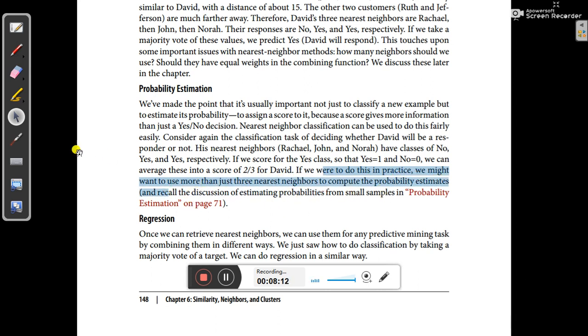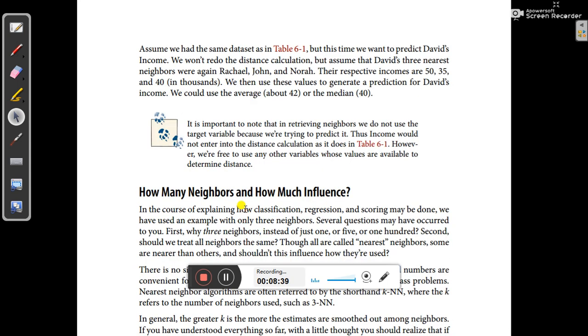So you can follow the probability estimation technique that we have discussed previously to find the probability of David saying yes, given the total number of events. And another point is regression. Once we can retrieve the nearest neighbors, we can use them for any predictive mining task by combining them in different ways. We just saw how to do classification by taking a majority vote of a target. We can do regression in a similar way.